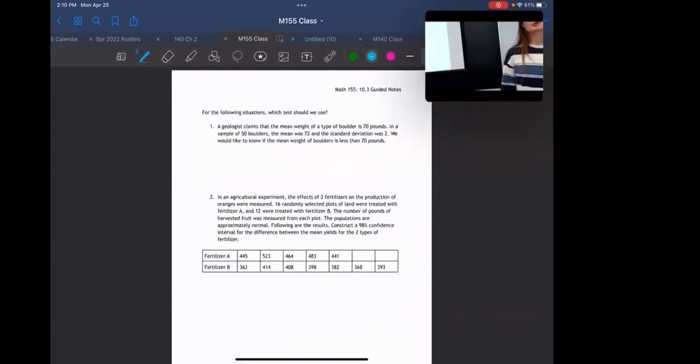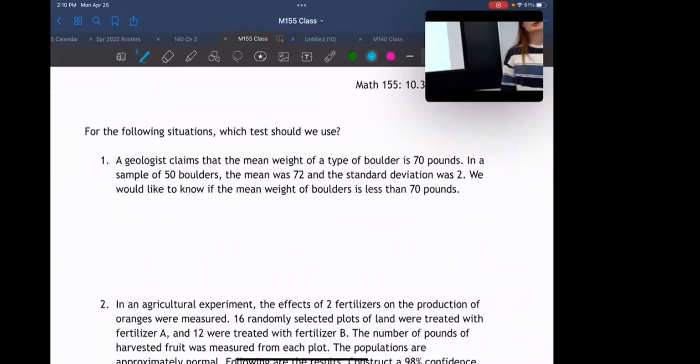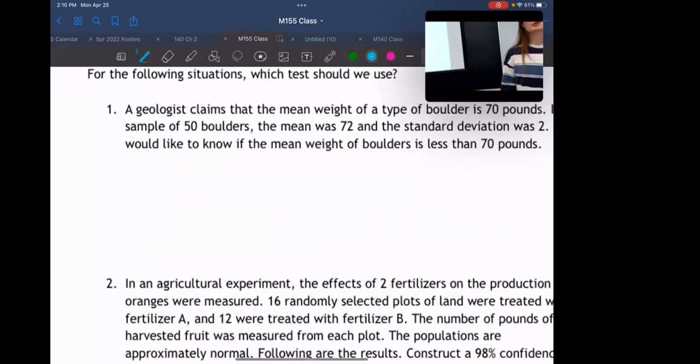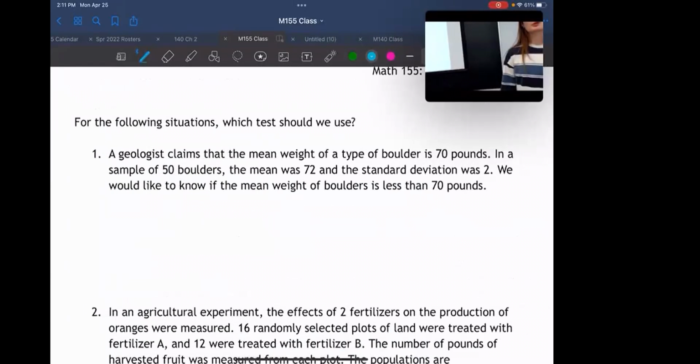I know I keep saying this, but the hardest part about these questions is not actually doing the tests themselves, but figuring out which tests to use. So what I have here is a set of 5 scenarios, 5 different types of questions. I want you to figure out which test to use. I'm going to do the first one together, and then we'll do the last 4 on your own or with a partner. Okay, so first of all, we have a geologist.